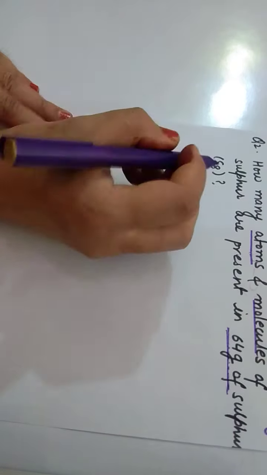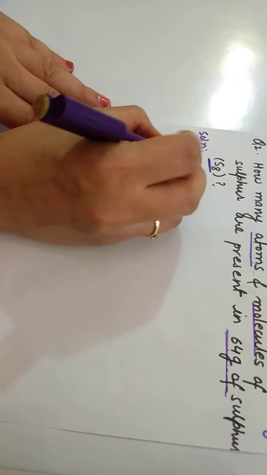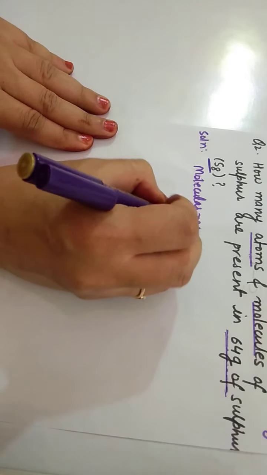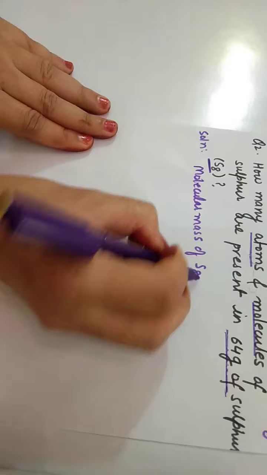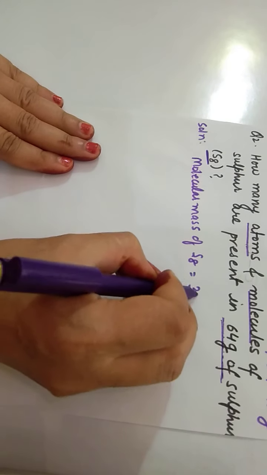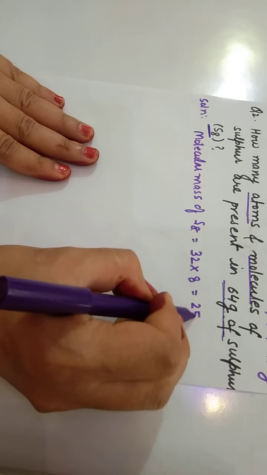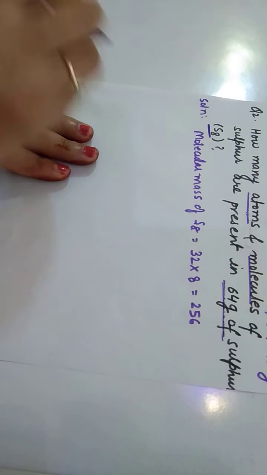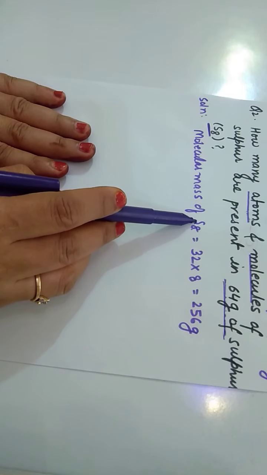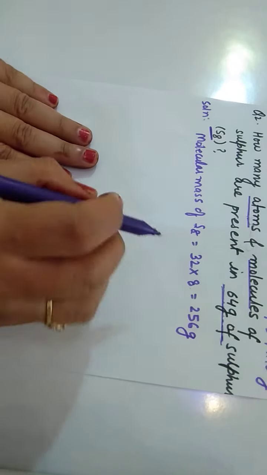So now the solution is, first it is S8 molecule, and so you will find out the molecular mass of S8. Molecular mass of S8 molecule, for sulfur it is 32. So it will be 32 into how many atoms are there? 8 atoms. So it is 256 gram. So molecular mass of sulfur S8, sulfur atomic mass 32. How many atoms are there? 8. So 32 into 8, 256 gram.